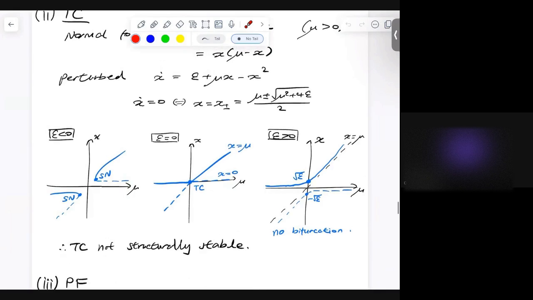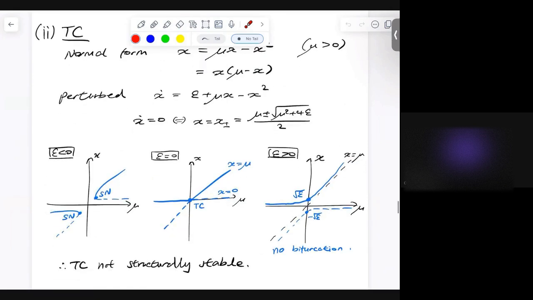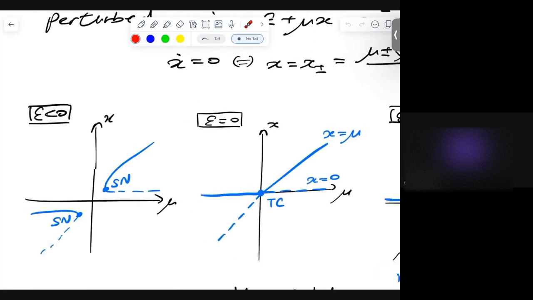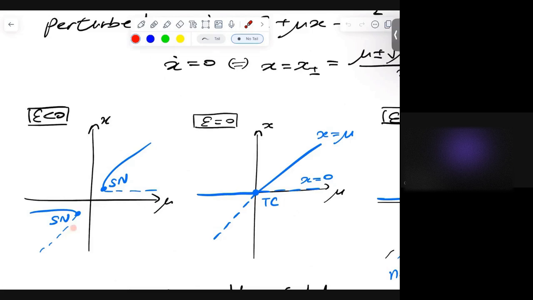And so from this, because the topological structure of the system changes, a transcritical bifurcation is not structurally stable. And one of the supporting reasons for saddle node being generic is, as you can see here, when we perturb by a small negative epsilon, we end up with 2 saddle nodes.